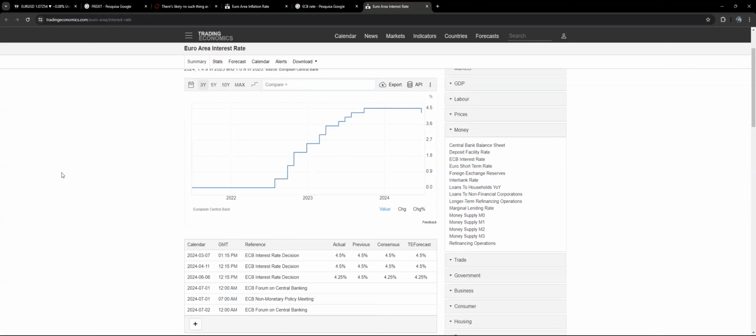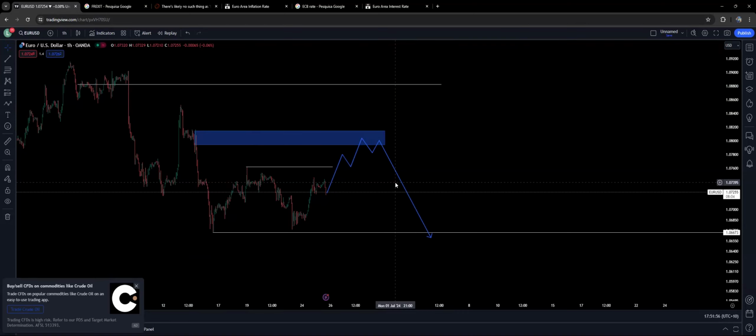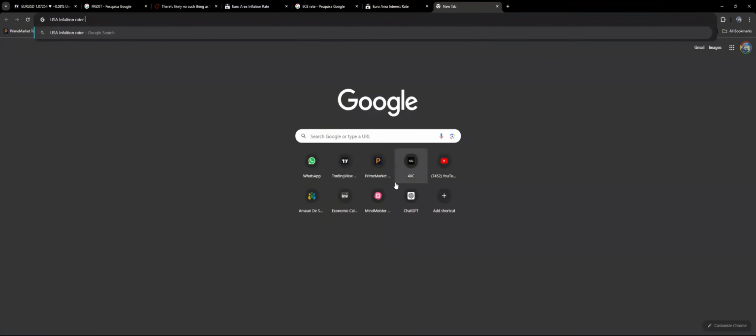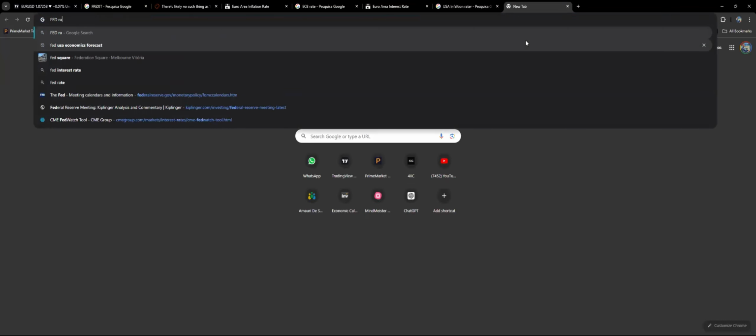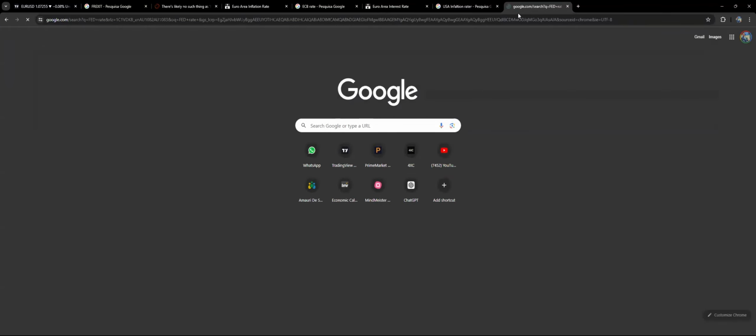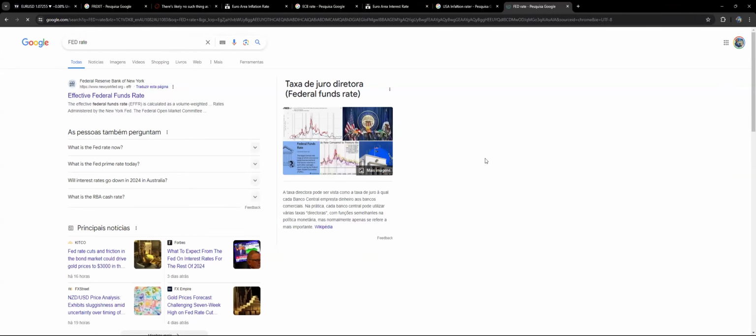So anyways, now look at the US dollar. The USA is still with a high inflation, much higher than Europe at 3.27 from 3.36 last month and 4.05 last year. So 3.27 is still high because the target inflation is 2. So 1.27% higher than what they're expecting. And the Fed is hawkish. It's neutral to hawkish.